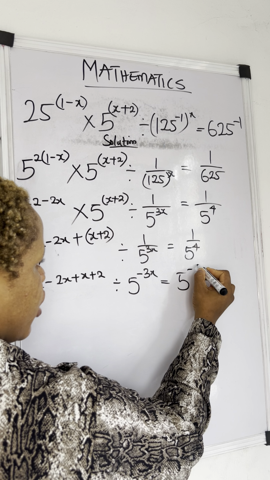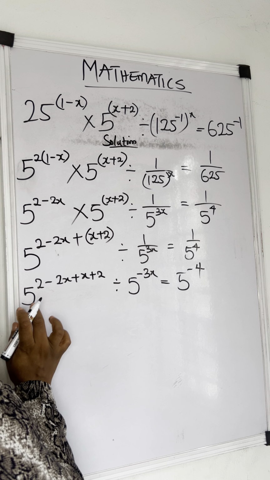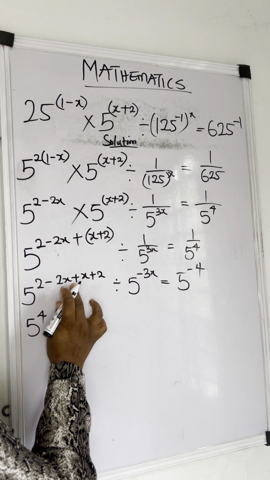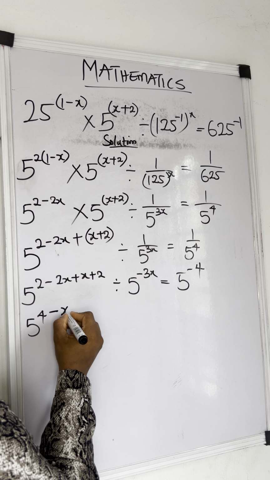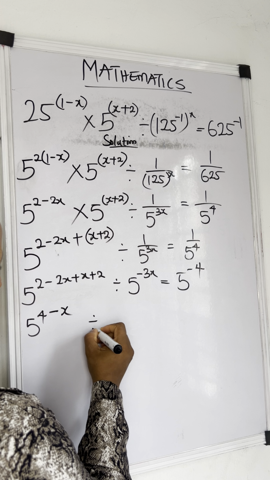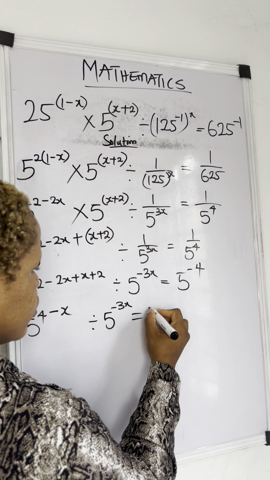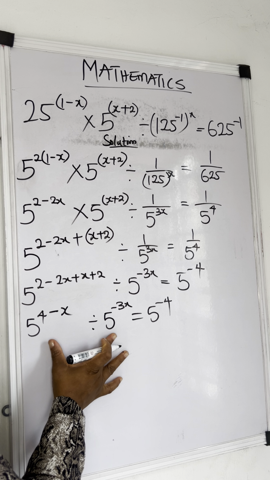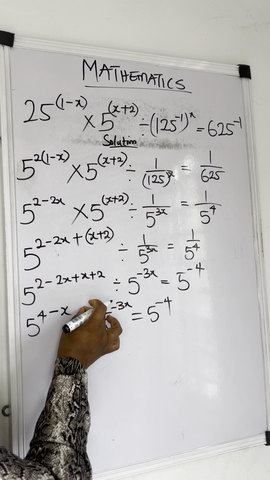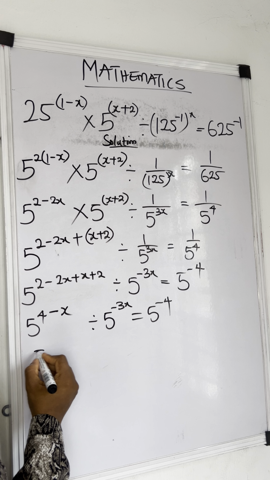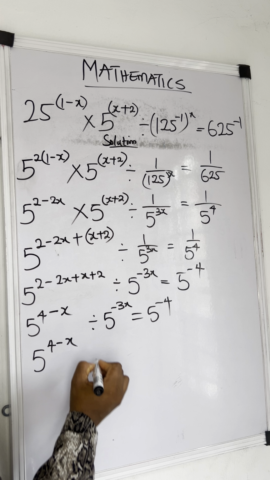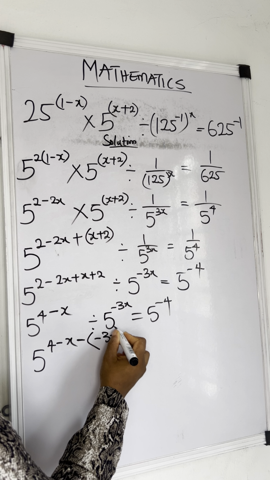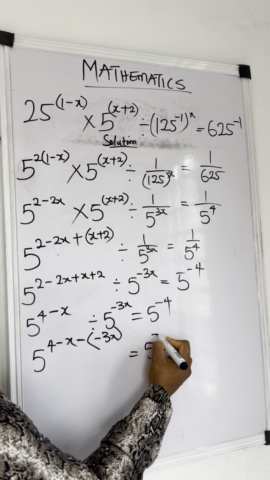So it's going to be 5 raised to power minus 4, right? So 2 plus 2 is 4. So 5 raised to power 4, and minus 2x plus x is what? Minus x for this one, divided by 5 raised to power minus 3x, equal to 5 raised to power minus 4. The other law of indices: when the bases are the same and we are dividing, we subtract the powers. So it's going to be 5 raised to power 4 minus x, we are subtracting, so minus, open bracket, you put this minus 3x here, equal to 5 raised to power minus 4.